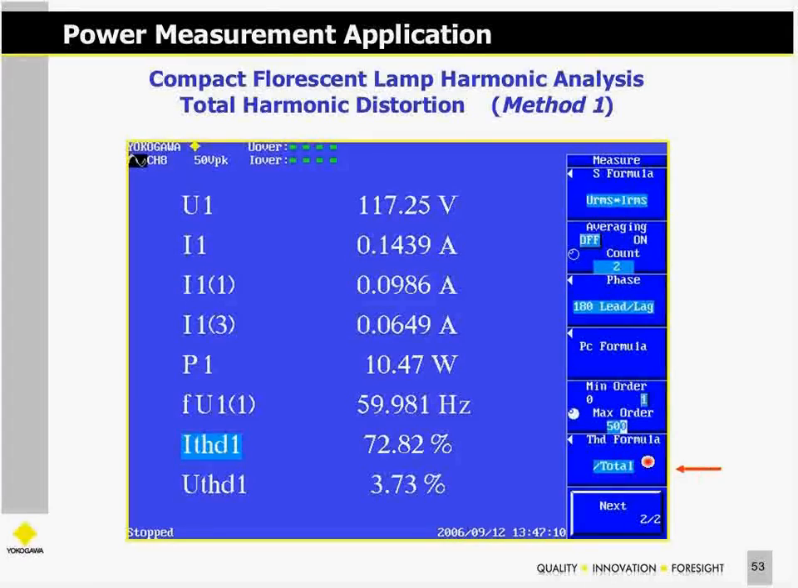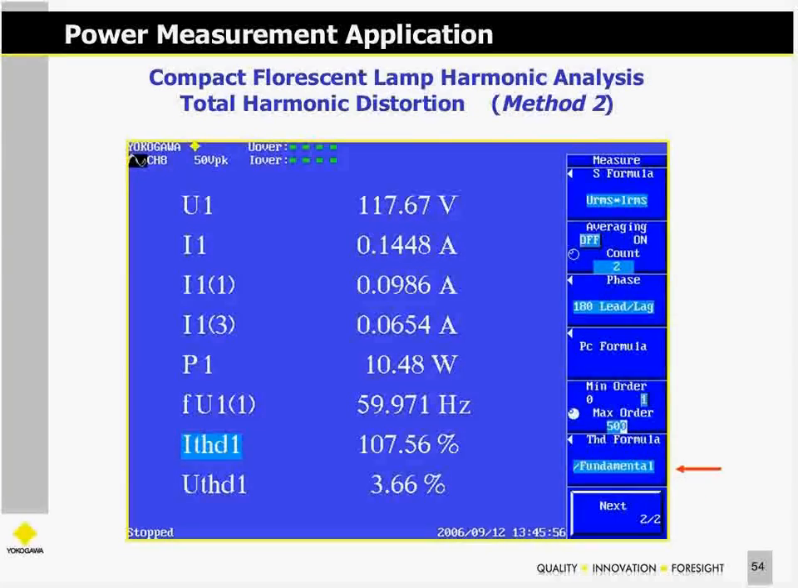And you'll see right here is our THD formula. We offer a couple of different ways of calculating this. This means that you're dividing by the total RMS value of current in this case. And I'll show you this in a minute. This is what I call method one for this seminar. The other method is that now we're doing the calculation dividing by just the fundamental, not the total. Look what happens. That value jumped clear up to over 100%. We typically don't think of THD being over 100%, but that's the way the math works. And, of course, the voltage is about the same. So here's what we got.